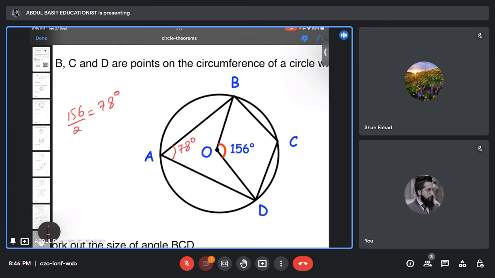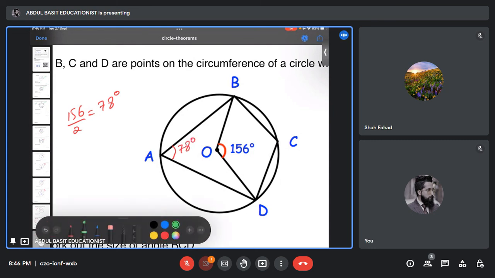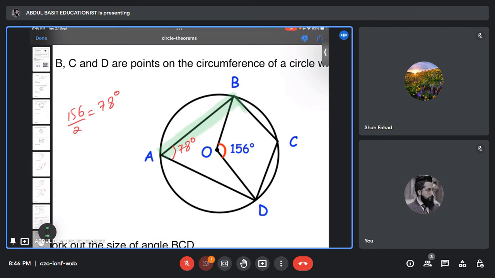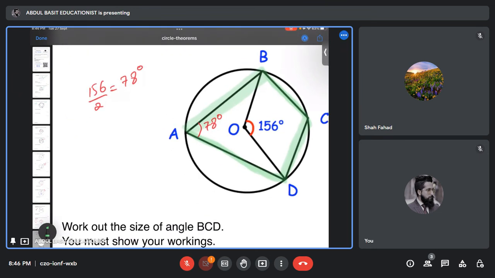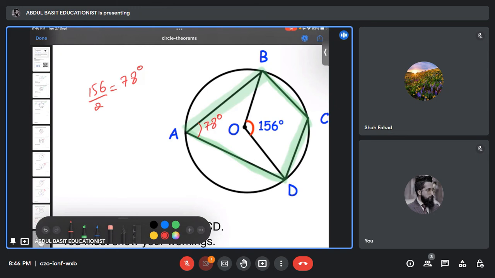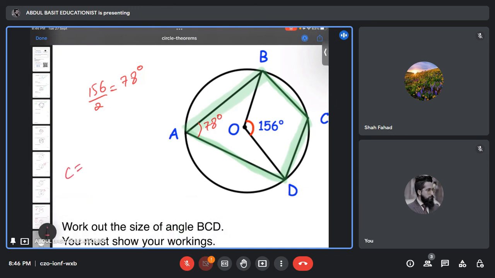So you can see that already A to B, B to C, C to D and D to A is a cyclic quadrilateral. So it means that A plus C is also 180, because it's a cyclic quadrilateral. So angle C is equal to 180 minus 78. So 180 minus 78 is what? It is 102.